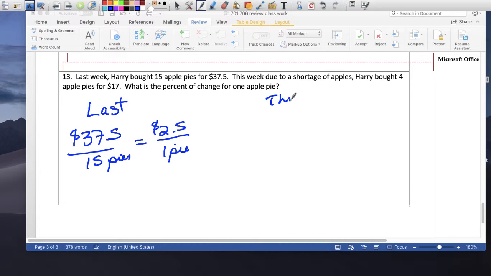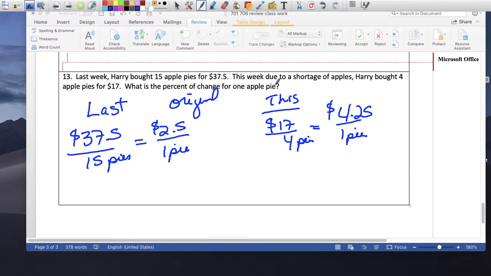This week, the price was $17 and you got 4 pies, which means every pie Harry bought was 17 divided by 4, which is $4.25. So definitely an increasing price on the apple pies. This was my original price, and then it went up to this price, so that makes this my final price. So for percent of increase, we're going to use this, right?